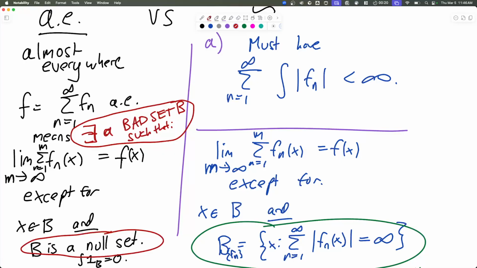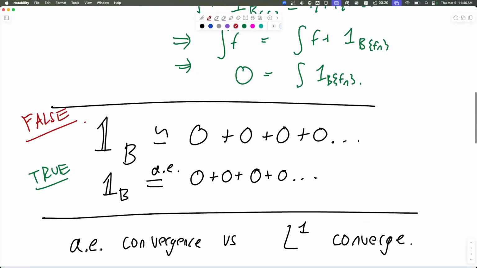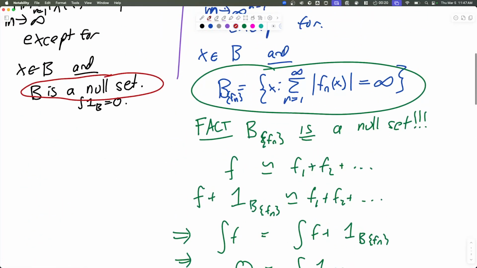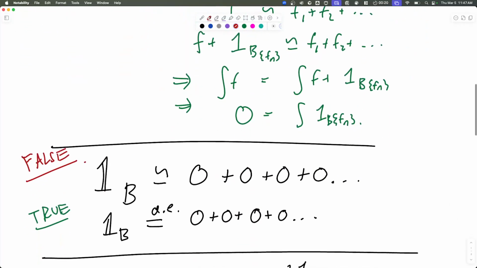Maybe I've just forgotten how that quiz question was set up. Yeah, that's the problem. But what do you mean that the bad sets might not be the same on either side? So the bad set for 0 plus 0 plus 0 plus 0 is nothing, right? The specific place where the sum is infinity is nothing, because you never add up zeros and get infinity. And then in the quiz question, this was just an arbitrary null set. So let B be an arbitrary null set.